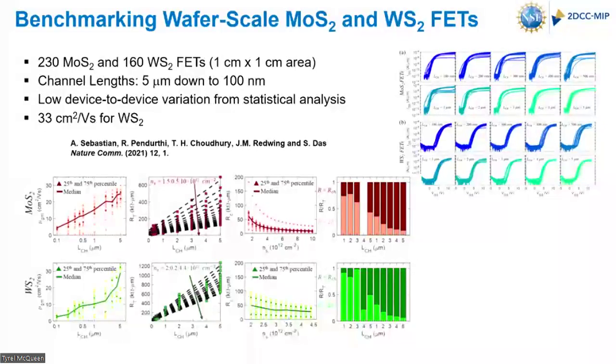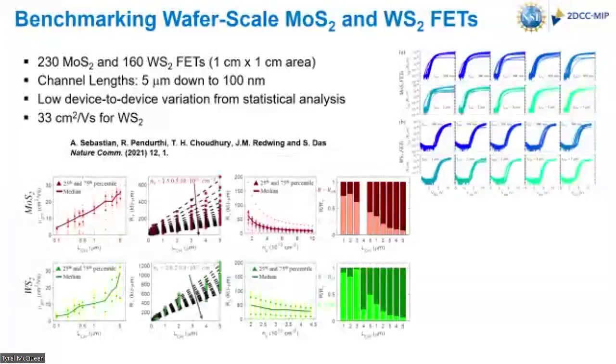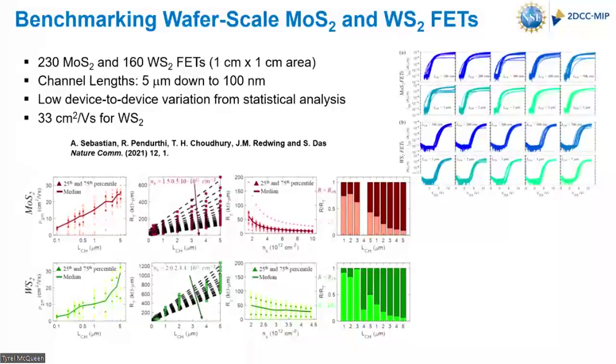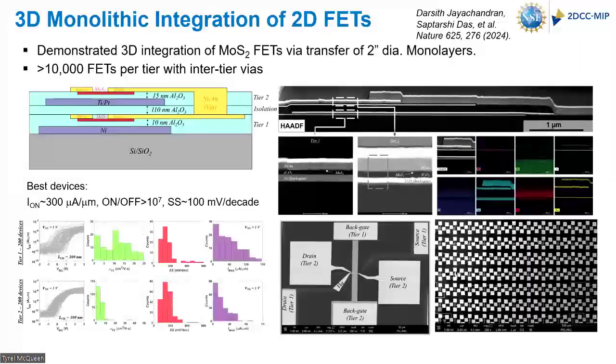So this is an example of a paper, again from Saptarshi Das's group, where they made a couple hundred FETs using molybdenum disulfide and tungsten disulfide, right? And they were able to get statistical information on the device performance as they changed the channel length, and look at device-to-device variation. But then more recently, Saptarshi is not satisfied with just a couple hundred FETs. So this is a recent paper from his group that was published in Nature, where they used these 2-inch monolayers to make monolithically integrated devices.